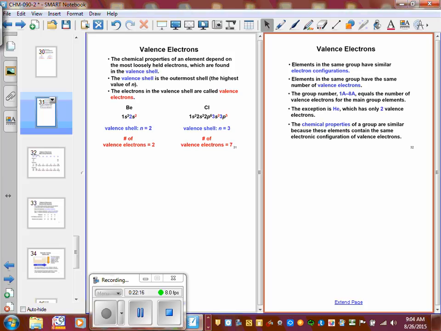So, elements in the same group have similar electron configuration. We did that, and I showed you sodium and potassium. They had the 3s1, 4s1. Elements in the same group have the same number of valence electrons. The only exception in column 8 is helium. Helium only has 2 valence electrons, because helium only has 2 electrons. You can't have 8. So helium is fine with just 2.